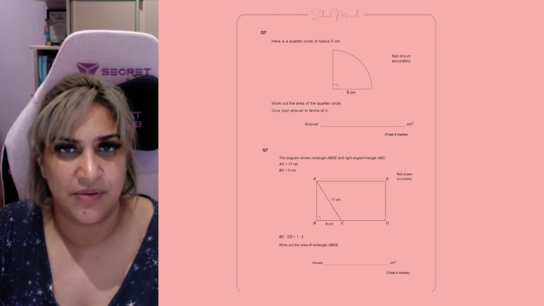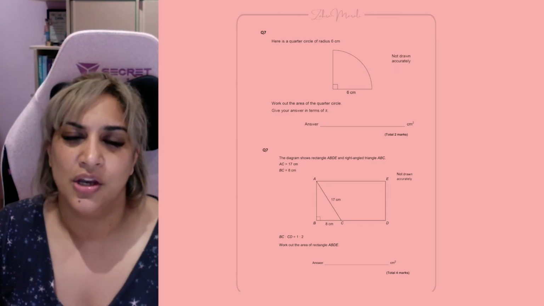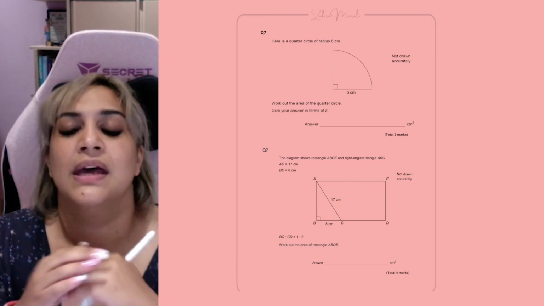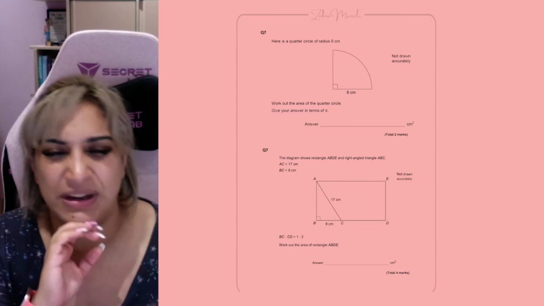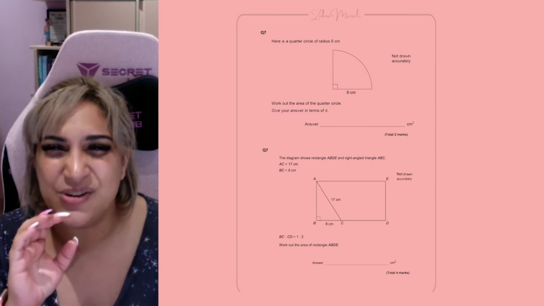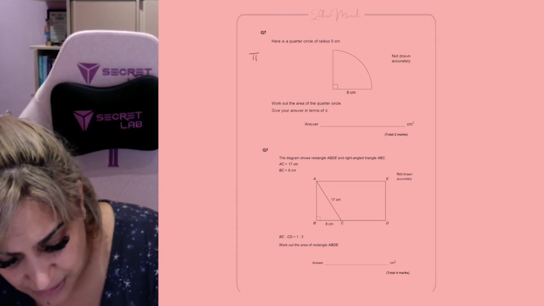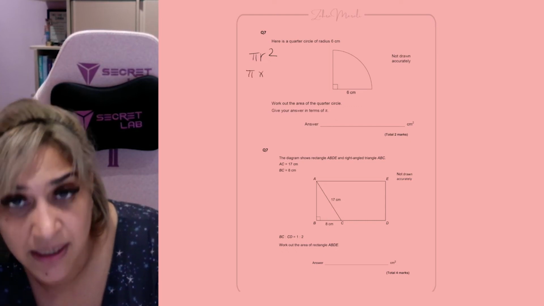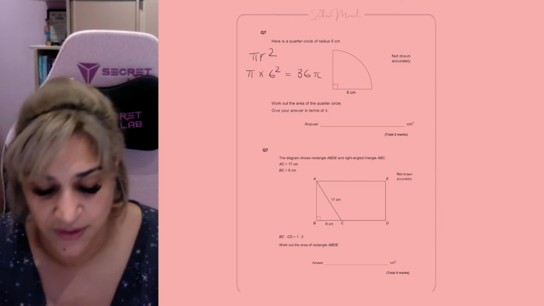Okay, here is a quarter circle of radius 6. Right, this was in a non-calculator paper. Think about what the area of a circle is. I told you if you don't remember it, go listen to that really annoying song and you'll know the area of a circle is pi r squared. So we're going to do pi times 6 squared. 6 squared is 36, so we can write 36 pi.